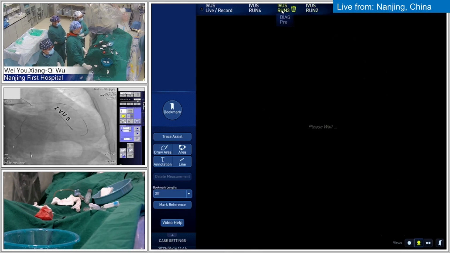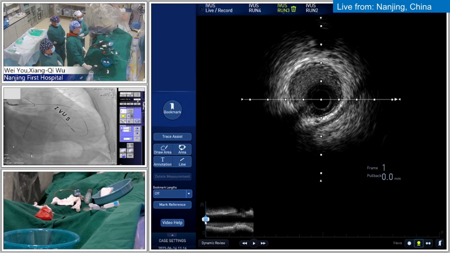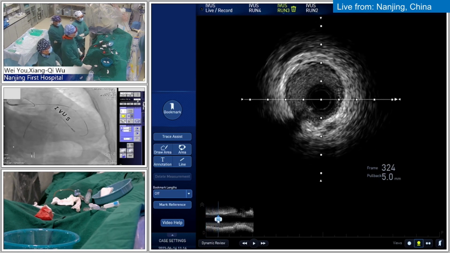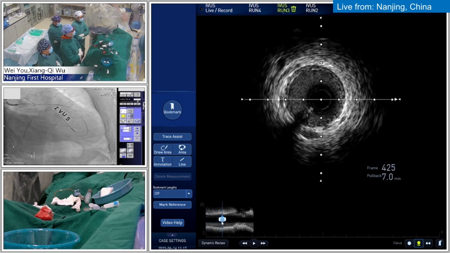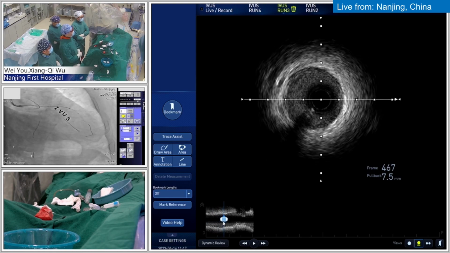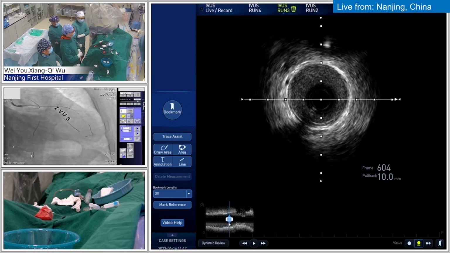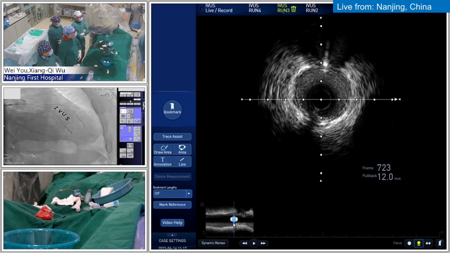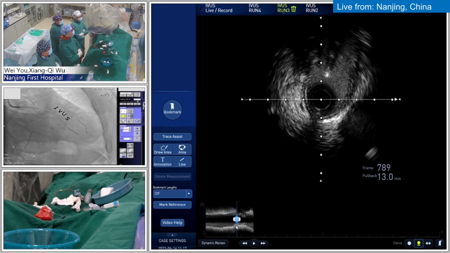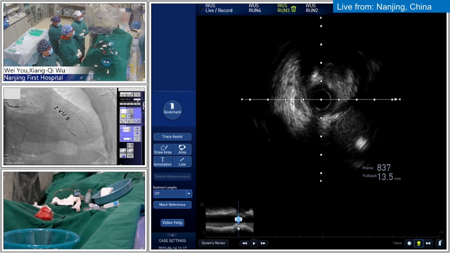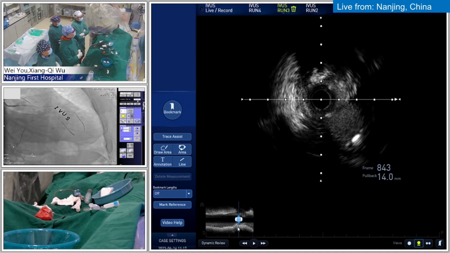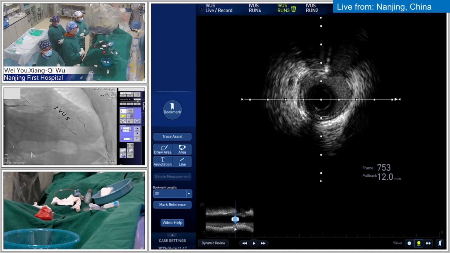Okay, the second round we check out from the first diagonal to LAD. And here we can see the diagonal vessel is normal. The vessel diameter is about 3.0. And then here, this point is the ostium of diagonal. The ostium diagonal is normal.